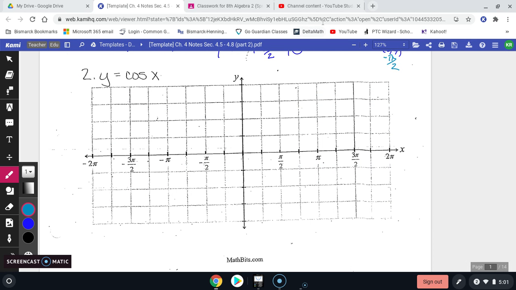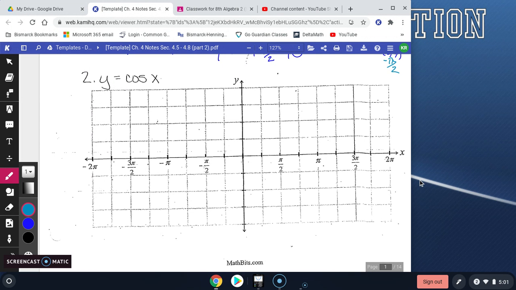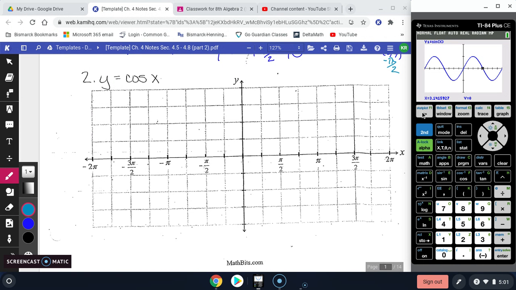Same thing. We can go to our calculator and graph a cosine function. So go down here, enter, graph. Okay, here's a cosine curve, which looks very similar to the sine curve. And really, if you just shift this graph over, you can make it match a sine curve function.